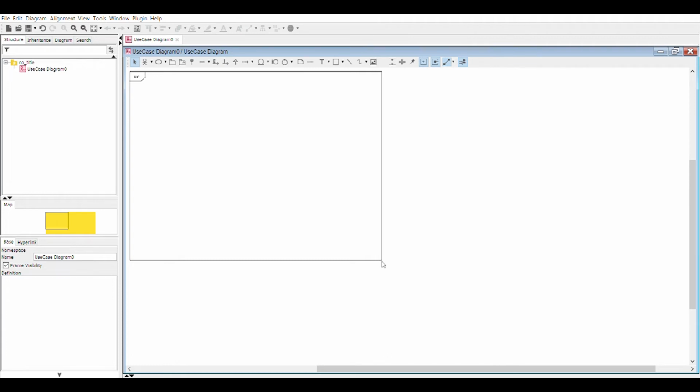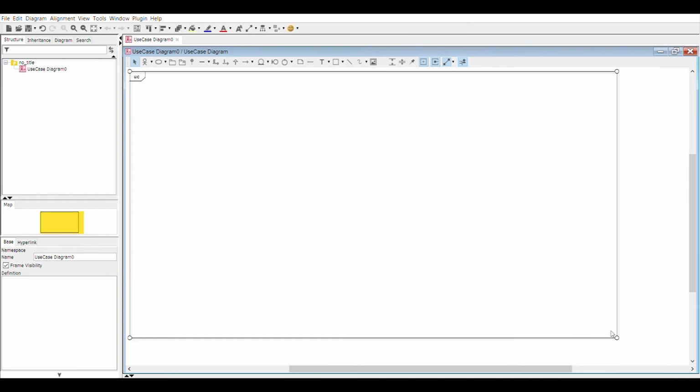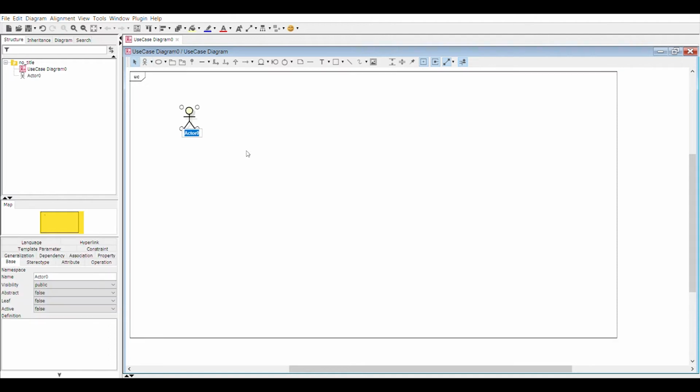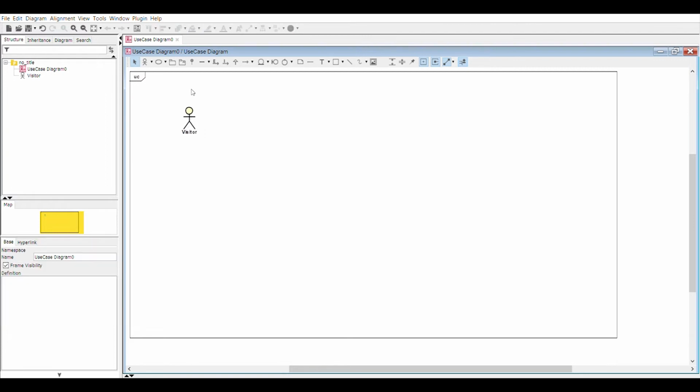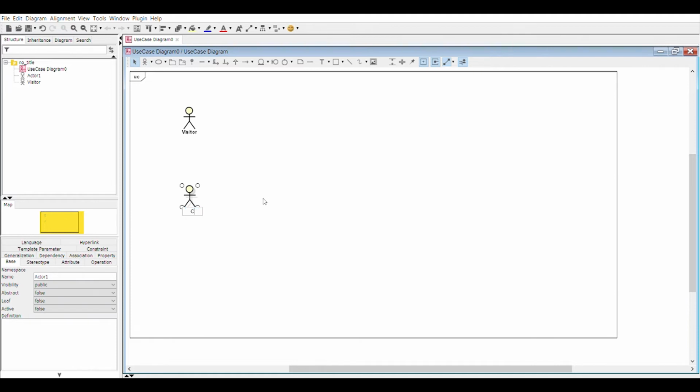Okay, so the first thing to do is to add our actors. As we say, we need here 3 actors, which are the visitor, the administrator, and the customer. So here is the first actor, visitor. We add the second actor, which is the customer, and of course the admin.